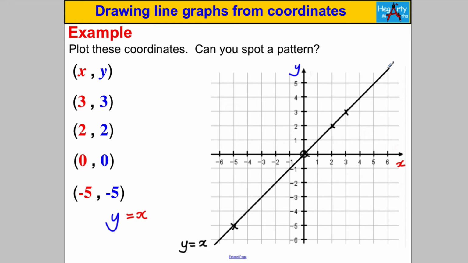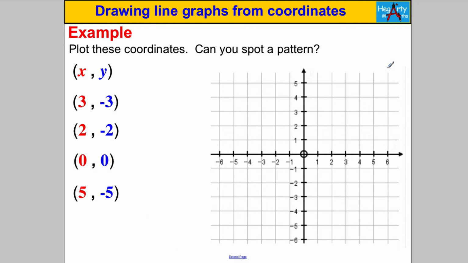Let's have a go at one more. Pause the video, plot the coordinates, see if you can spot the pattern and write the line. (3, -3), well, this is the x, this is the y. That means 3 right, 3 down. 2 right, 2 down. 0 right, 0 down. And this one here means 5 right and 5 down. Now they're also going through a straight line, I'm sure you can see, like that.